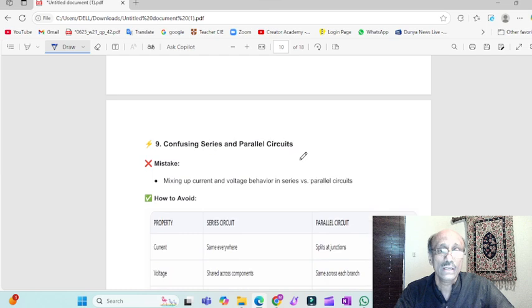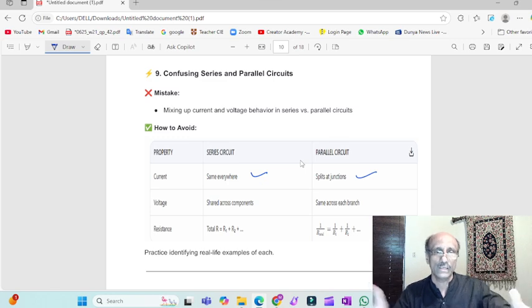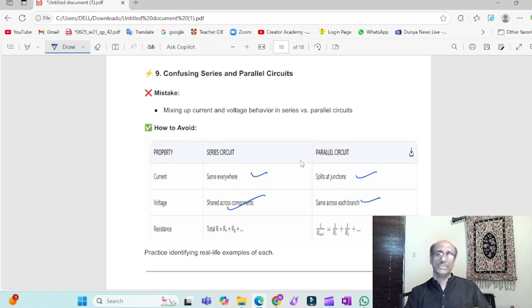The next one is related with the series and the parallel combination. In series combination, the current will remain the same, and in parallel the current will divide or split, while in the case of voltage, in series combination the voltage will divide, and in parallel the voltage will remain the same.